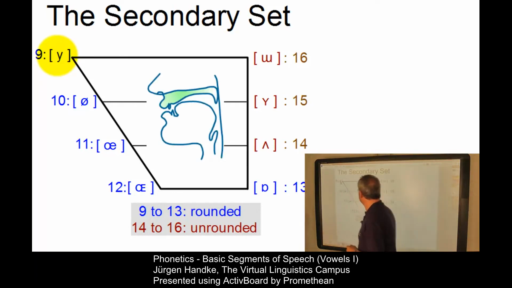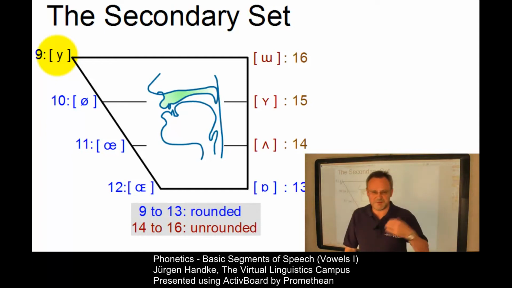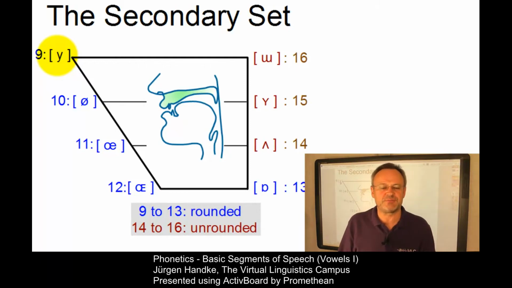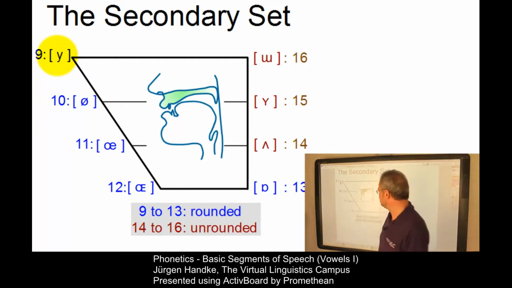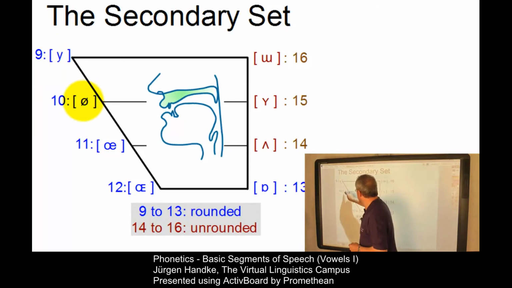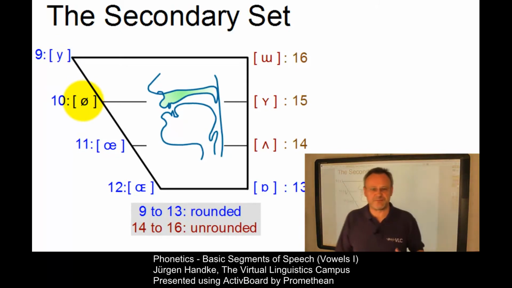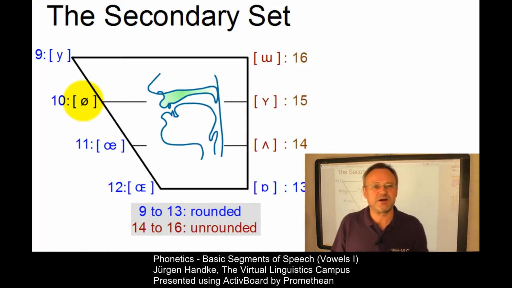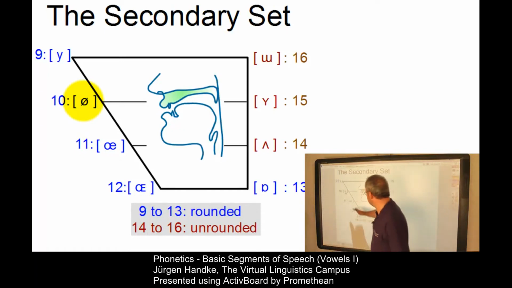So here is cardinal number 9. I first produce cardinal number 1, E, and then I round my lips. E, E, is cardinal number 9, a rounded front vowel. Cardinal number 10 next. Cardinal number 2 is E, so I produce an E first. E. And there you are, cardinal number 10.